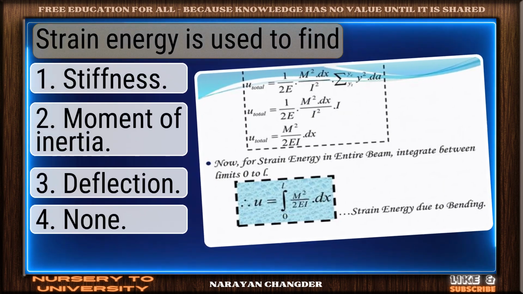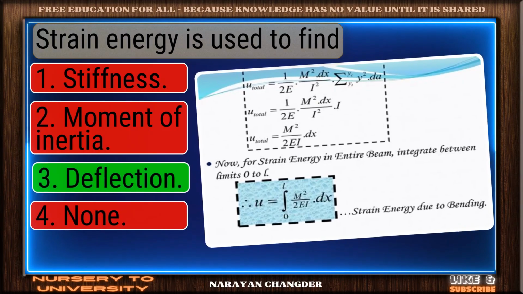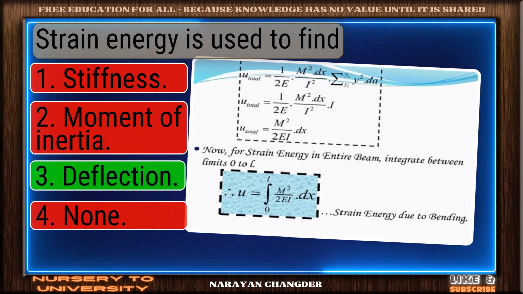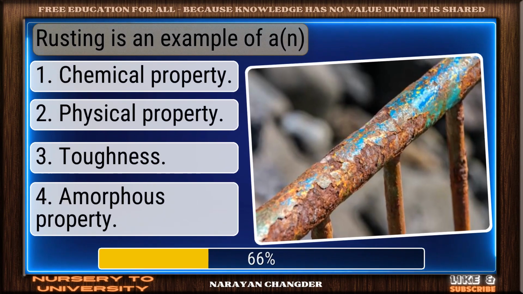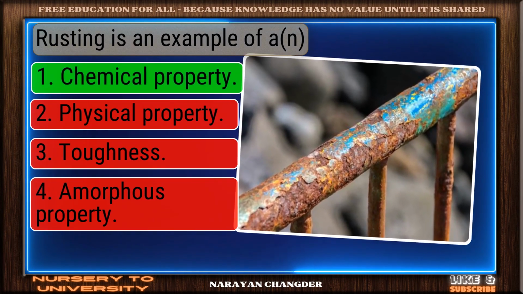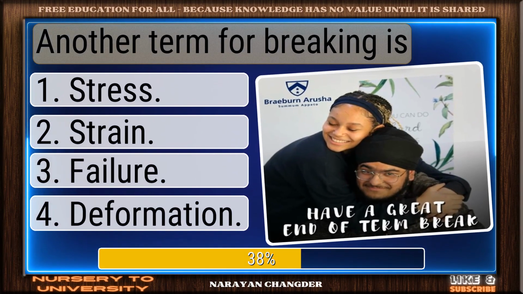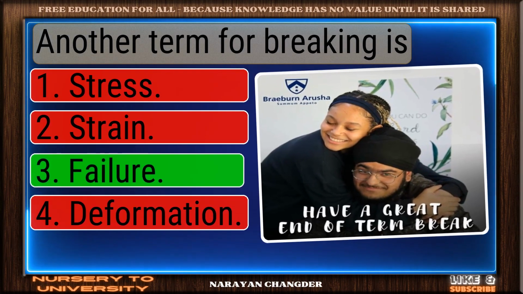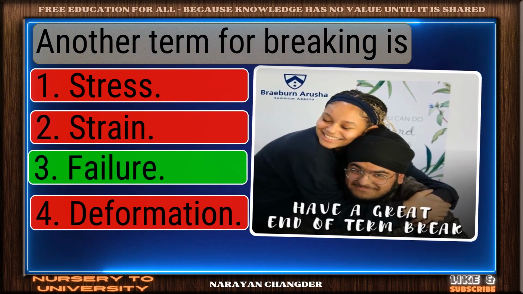Strain energy is used to find. Great job. Deflection is the accurate answer. Rusting is an example of a. Smart move. Chemical property is an accurate answer. Another term for breaking is. Nice work. You chose failure, and it is correct.